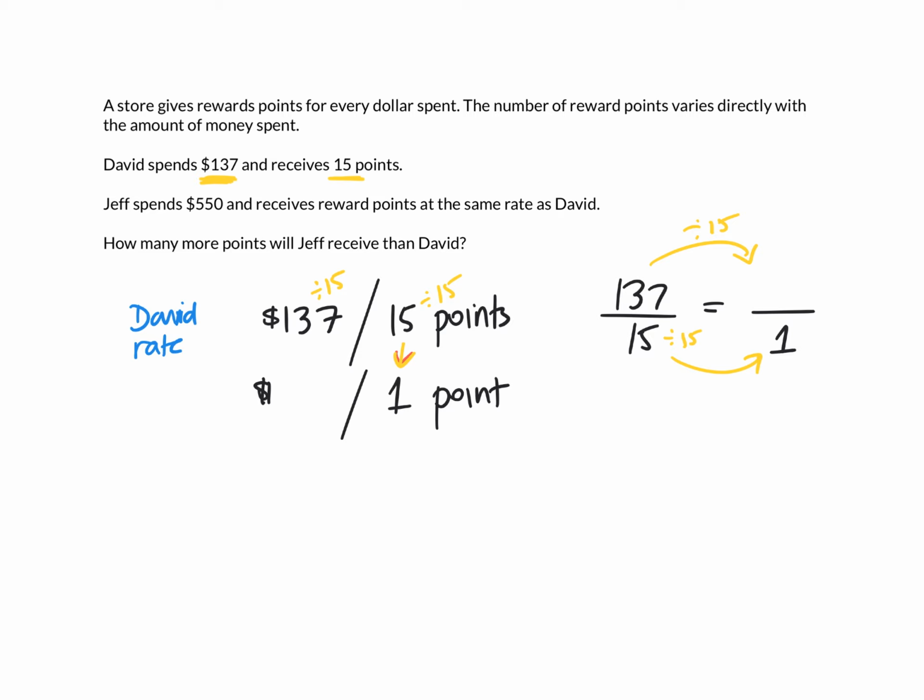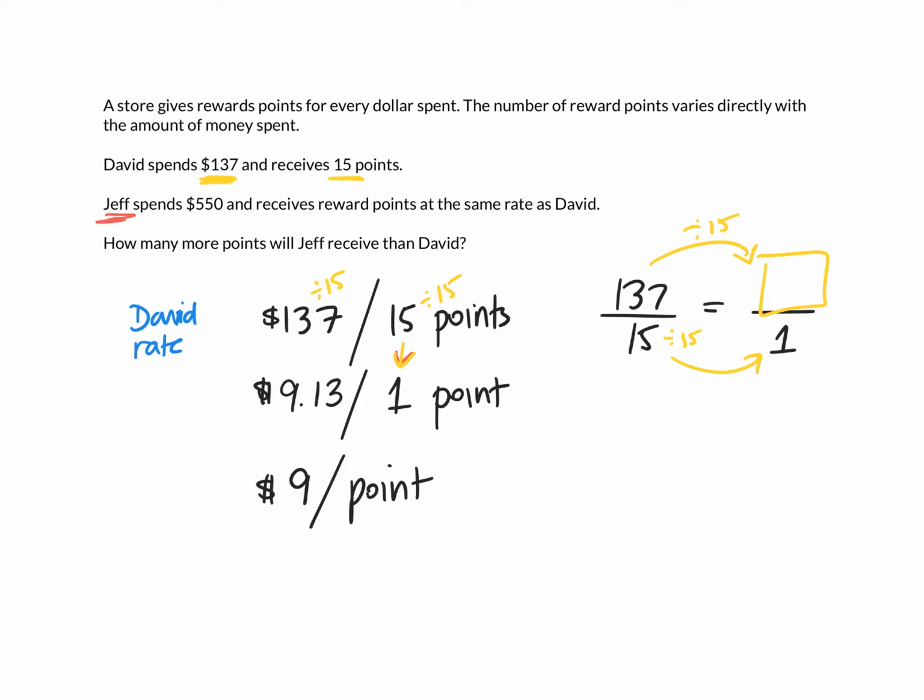So I have to divide the numerator by 15 because we're trying to come up with an equivalent rate, an equivalent fraction. So 137 divided by 15 is equal to 9.13 approximately. So he's earning approximately, let's round this off, $9 for every point. We can round our answer, okay?